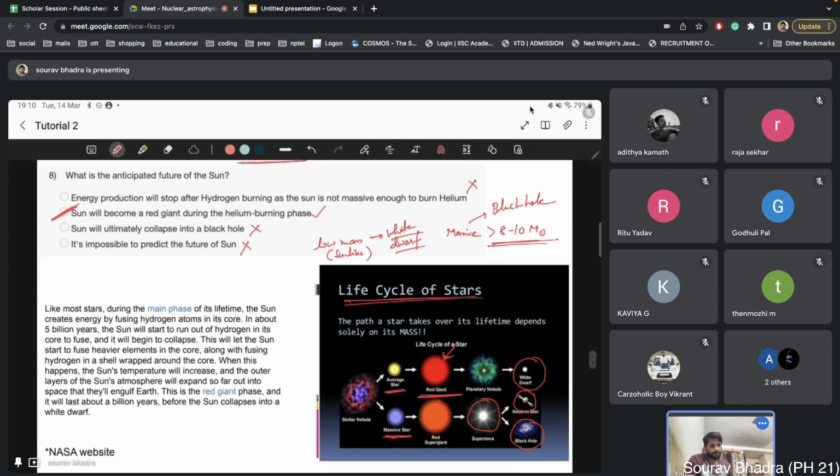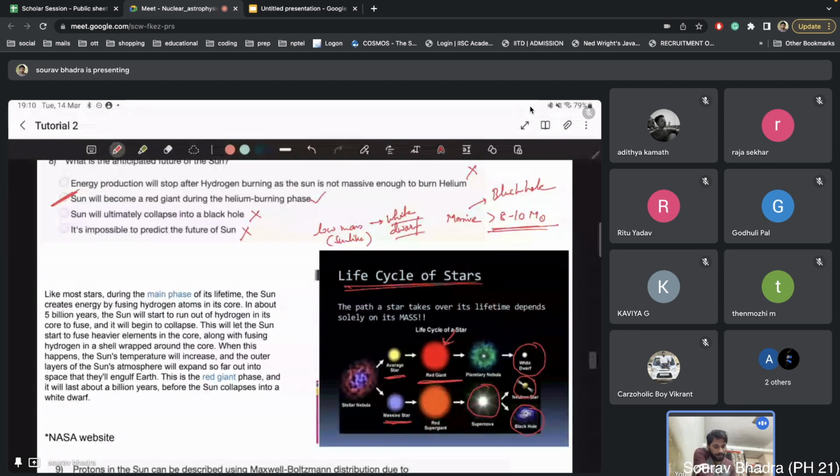This is the answer. Okay, now this is taken from the NASA website. This line I will just read it. Like most stars, during the main phase of its lifetime, the sun creates energy by fusing hydrogen atoms in its core. In about 5 billion years, the sun will start to run out of hydrogen in its core to fuse, and it will begin to collapse.